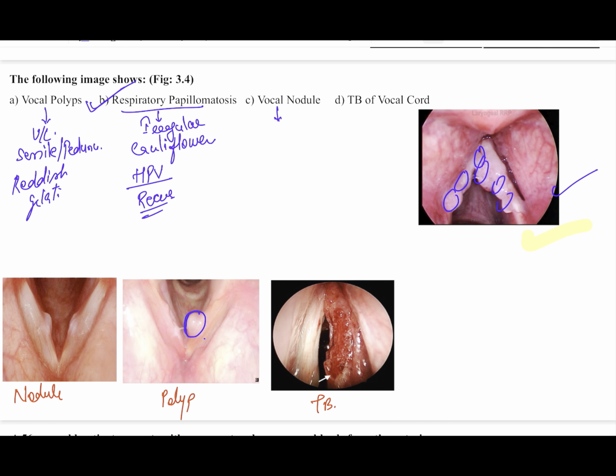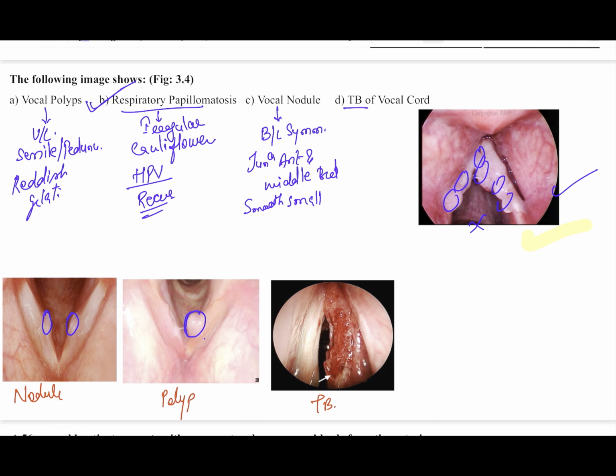Next, why not vocal nodules? Vocal nodules are generally bilateral and symmetrical, and they are present at the junction of the anterior and middle third. They are smooth and small whitish nodules, and they are mainly because of chronic abuse of voice. Here you can see these small nodules. These are vocal nodules, which are symmetrical and bilaterally present, not like in this picture.